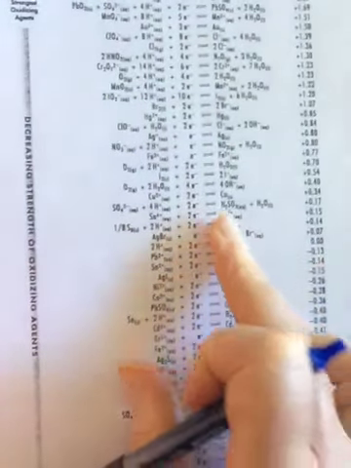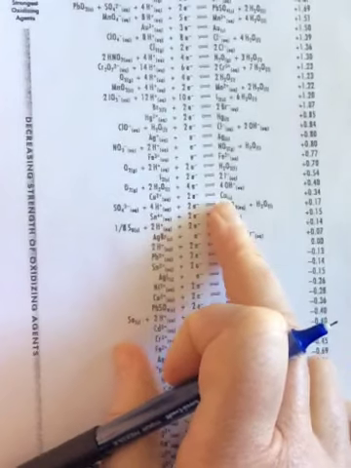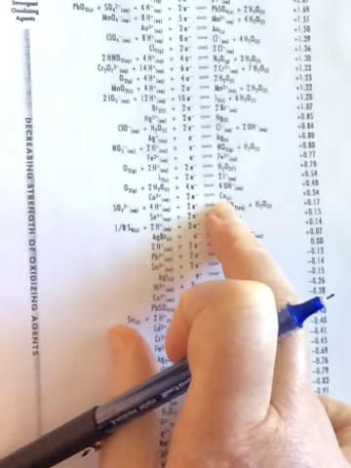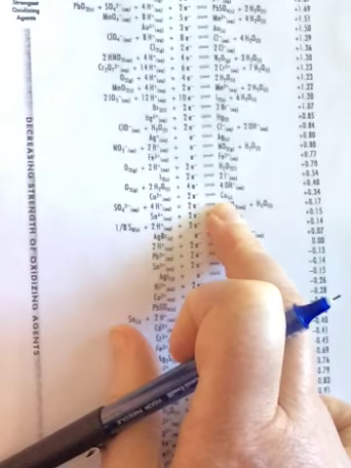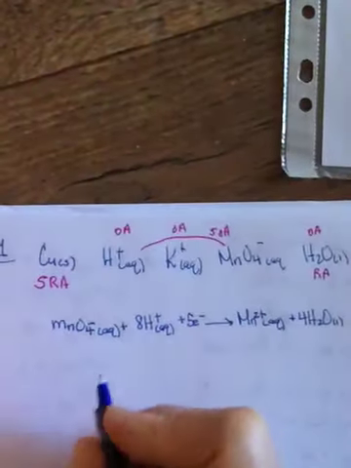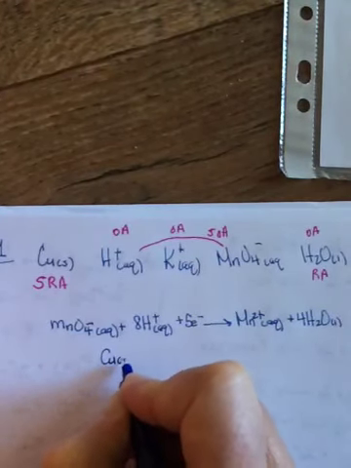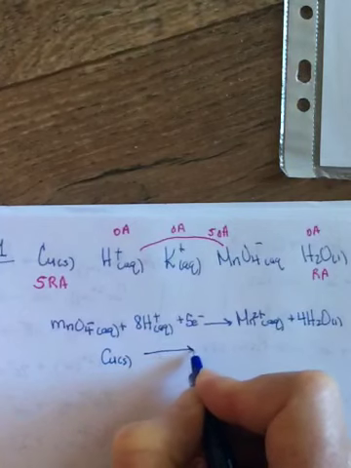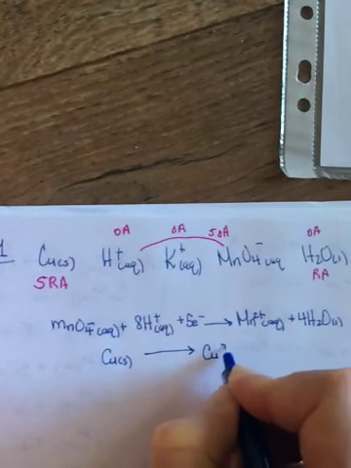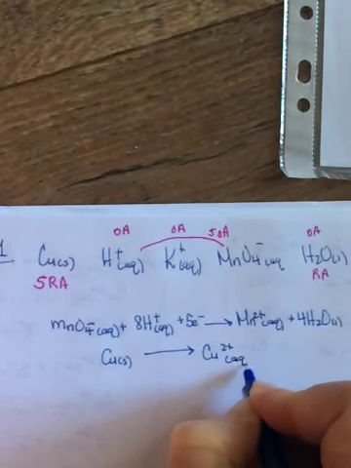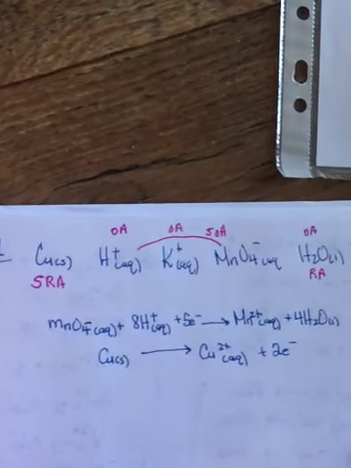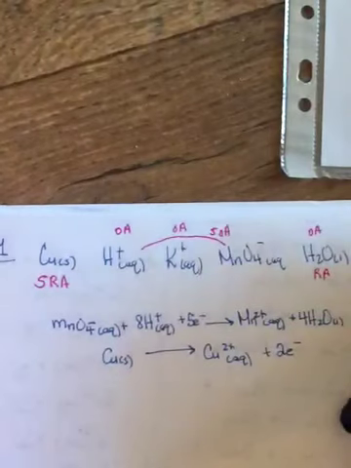So you go down here, and here's copper, and you write it this way, right? You have to start with what you have, and you have copper solid. So the reactant then is Cu solid. Okay, and its half reaction will be going to Cu2 positive aqueous plus 2 electrons. Okay, so now we've done step 4.